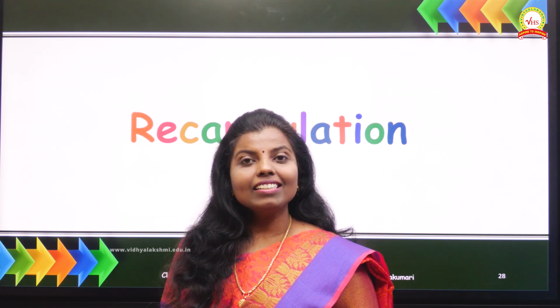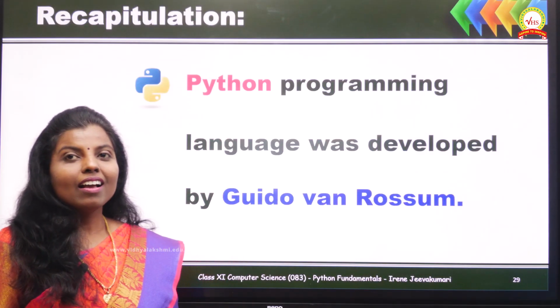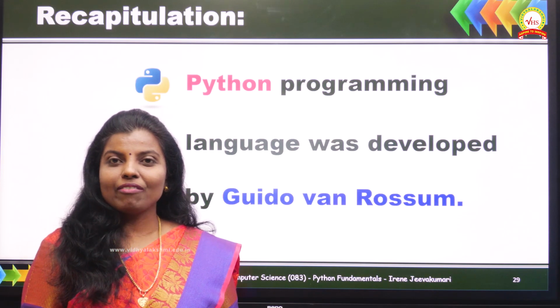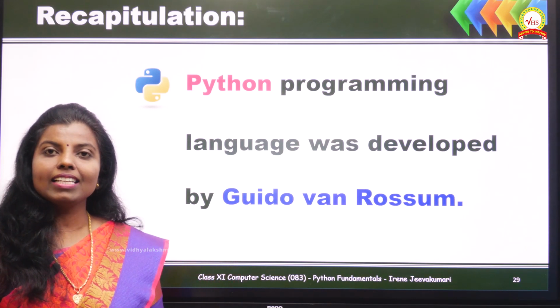Recapitulation. Let us recapitulate. The Python programming language was developed by Guido van Rossum in the early 1990s.